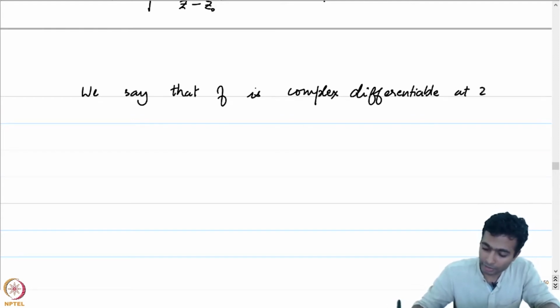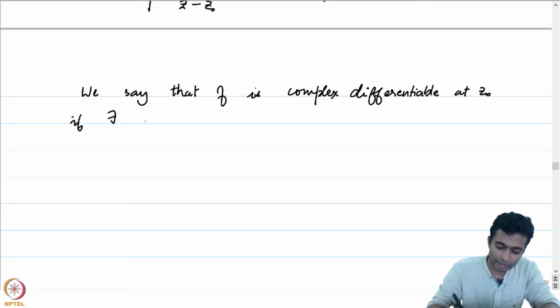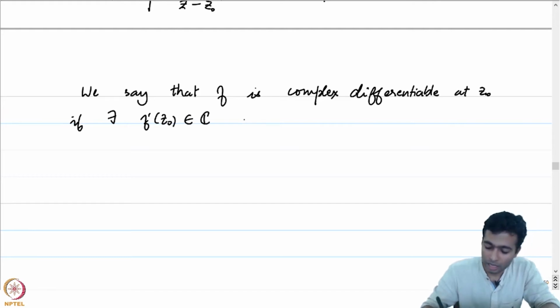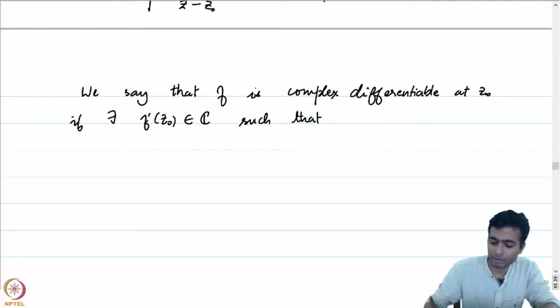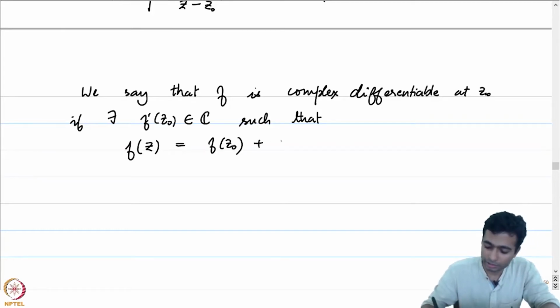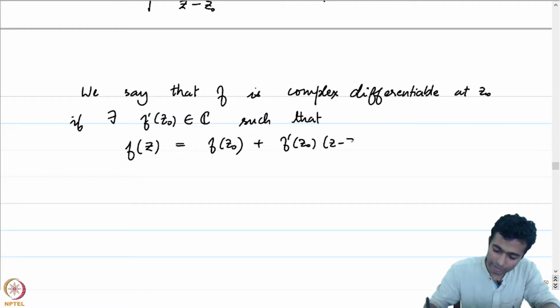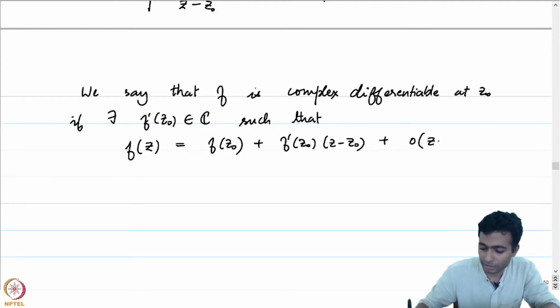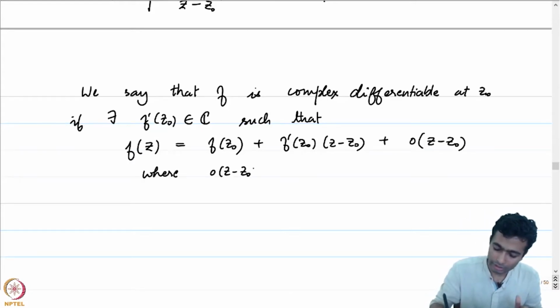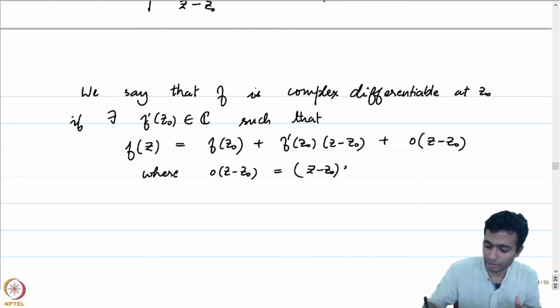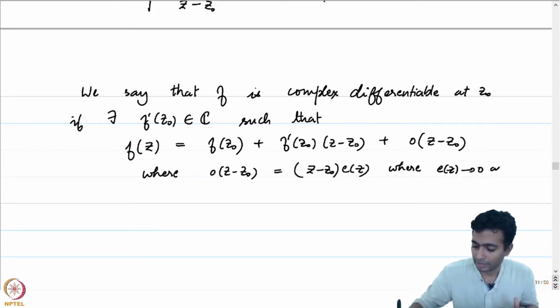F is complex differentiable at z naught if there exists f prime at z naught in C and E of z such that f of z is equal to f of z naught plus f prime at z naught times z minus z naught plus small o of z minus z naught, where small o of z minus z naught is equal to z minus z naught times E of z, where E of z goes to 0 as z goes to z naught.